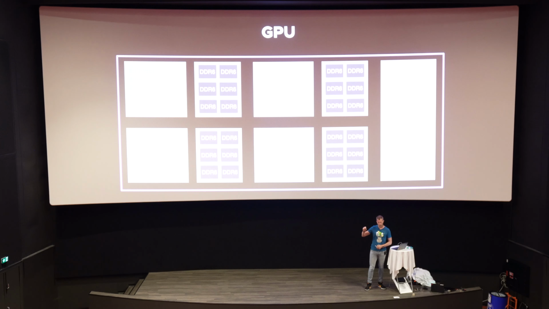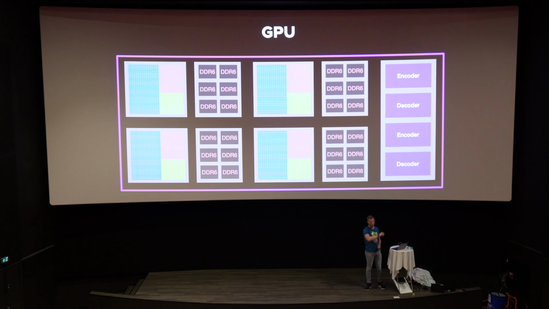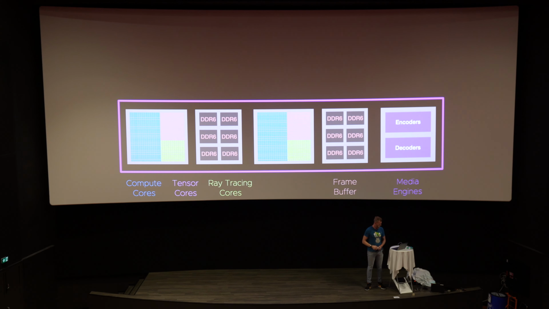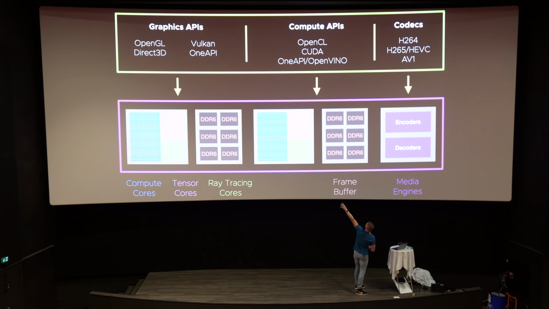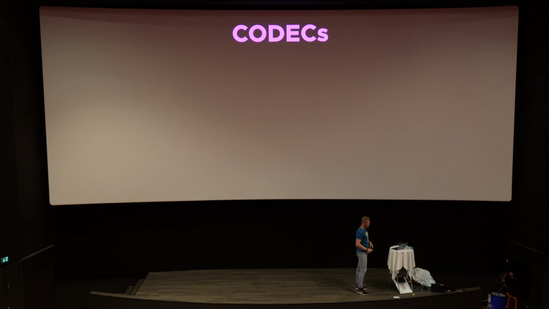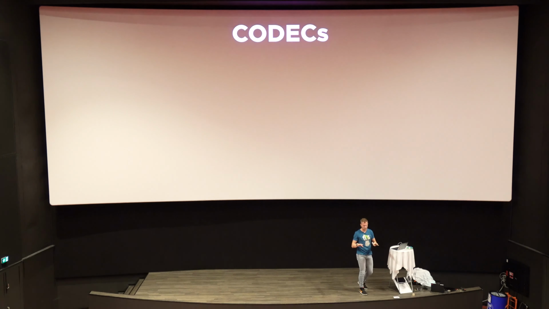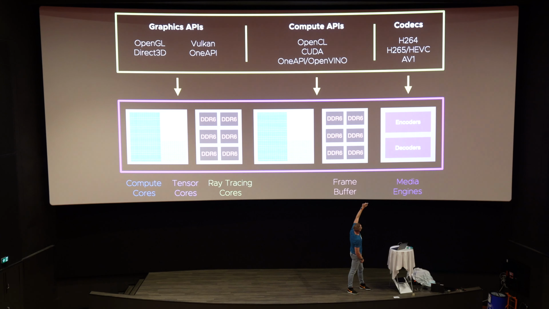Now, the one thing that modern GPUs do have is what we call a media engine. And a media engine consists of encoders and decoders. And if you take the hardware layout with those different types of cores, frame buffer, and media engines, you need those APIs, graphical, computational, and codecs in order to fully benefit from the hardware that you have. Now, when looking at these codecs, we basically have three different types of codecs. And looking back at the visual, you can see that there are three different codecs there, but there are more codecs supported by Horizon.